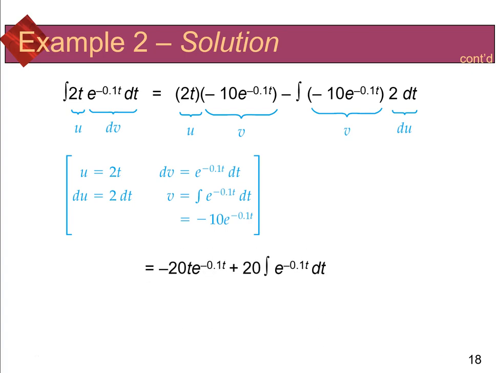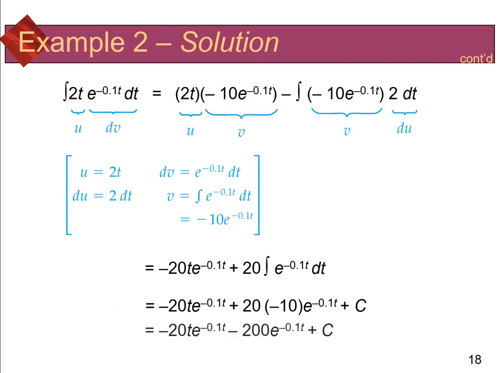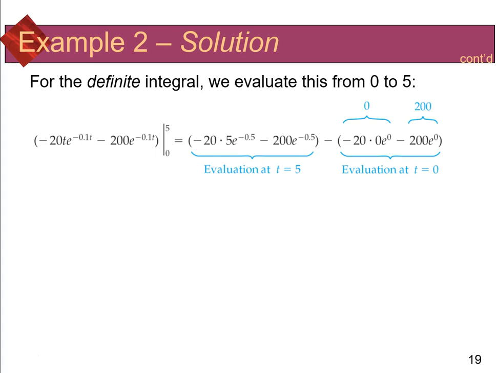I can then integrate the e to the negative 0.1 t dt. And then I can simplify a bit to get this formula here. Now, we have the plus c at the end, but I would drop that because I'm going to evaluate this now going from 0 to 5. So I plug in the 5, evaluate it. I plug in the 0, evaluate it.